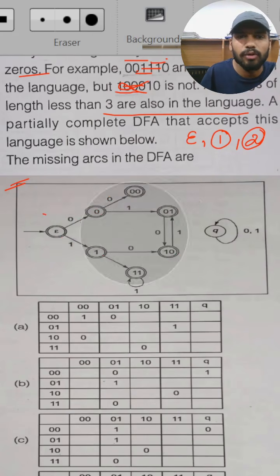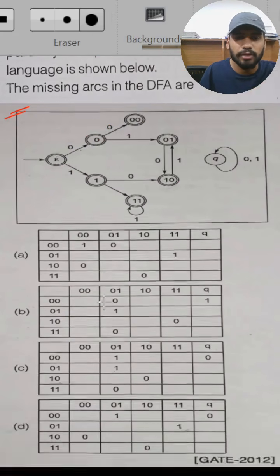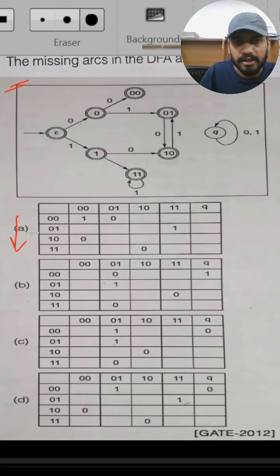Now let us move on to option A and check whether it is right or wrong. In this table, this is the present state and this is the next state we are going to. Currently we are at state 0,0. We reach 0,0 by seeing two zeros continuously, and then on seeing 1, we must go to state 0,1, that's how naming is done. But we are going to state 0,0. This is wrong.